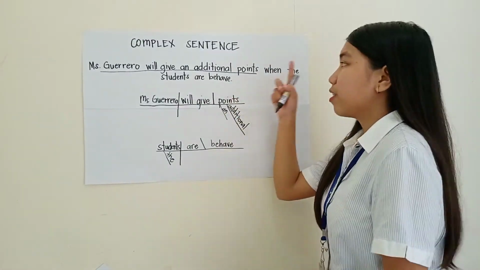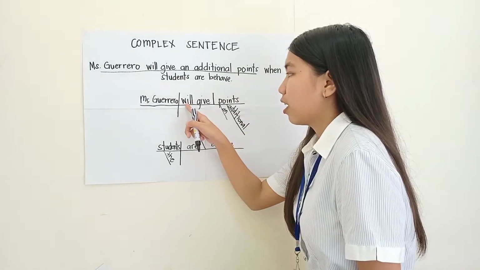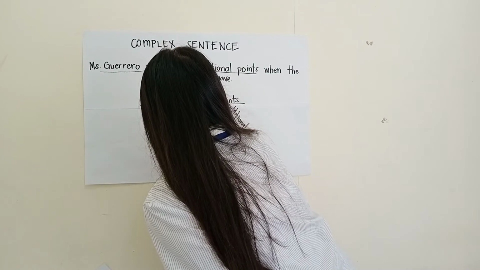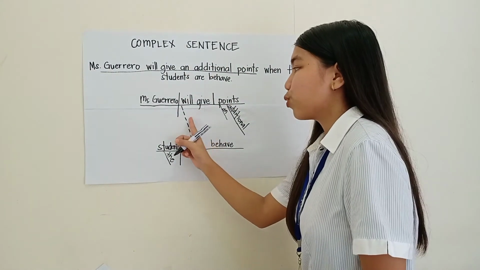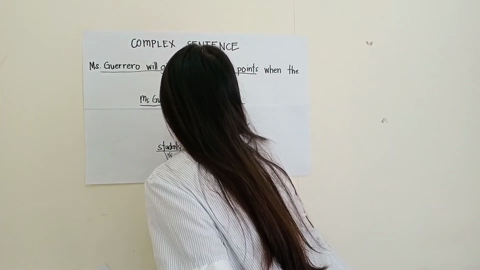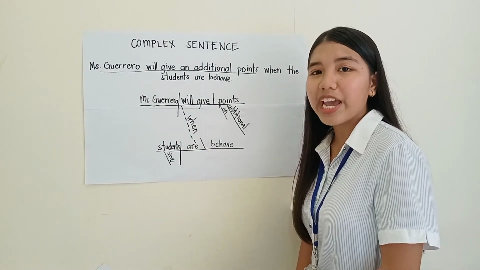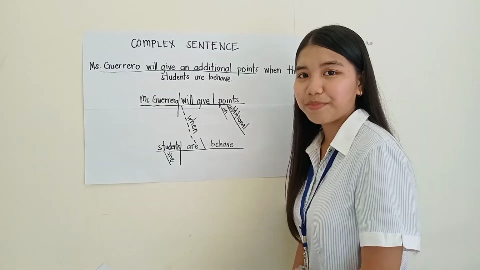And we should put the subordinating conjunction right here. So we should put it like this. And we should write the subordinating conjunction, which is the word when. This is how to diagram complex sentences.